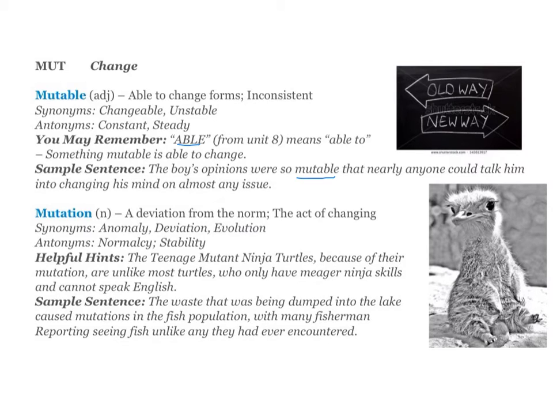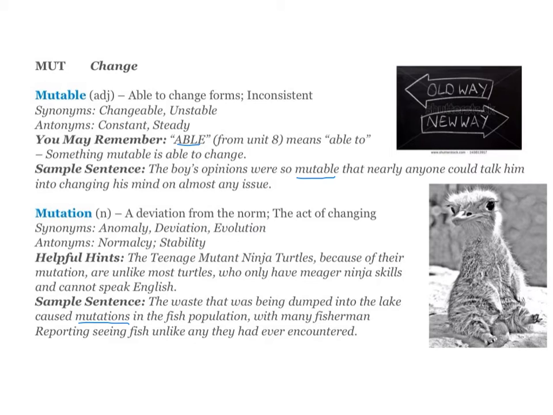Your next word is mutation, which means a deviation from the norm or the act of changing. Your synonyms are anomaly, deviation, and evolution, and your antonyms are normalcy and stability. The helpful hint is the Teenage Mutant Ninja Turtles, because of their mutation, are unlike most turtles who only have meager ninja skills and cannot speak English. And your sample sentence is the waste that was being dumped into the lake caused mutations in the fish population, with many fishermen reporting seeing fish unlike any they had ever encountered.